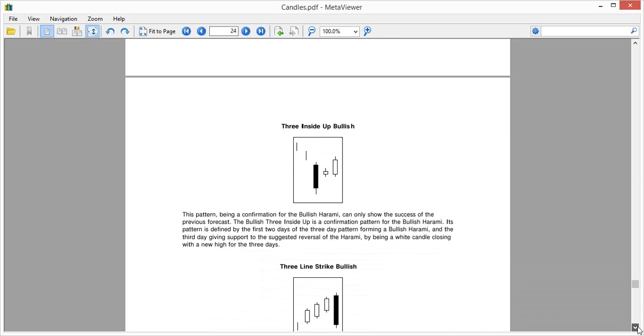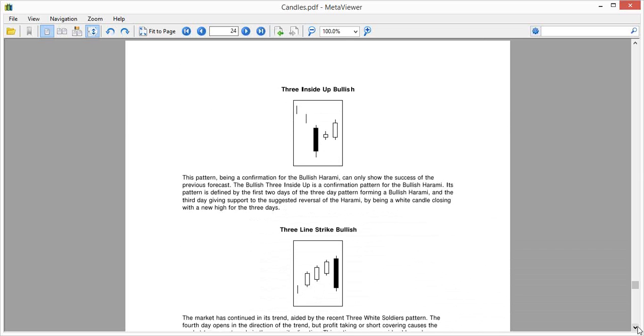Three inside up, bullish. This pattern, being a confirmation for the bullish harami, can only show the success of the previous forecast. The bullish three inside up is a confirmation pattern for the bullish harami. Its pattern is defined by the first 2 days of the 3-day pattern forming a bullish harami, and the third day giving support to suggest a reversal of the harami by being a white candle closing with a new high for the 3 days.